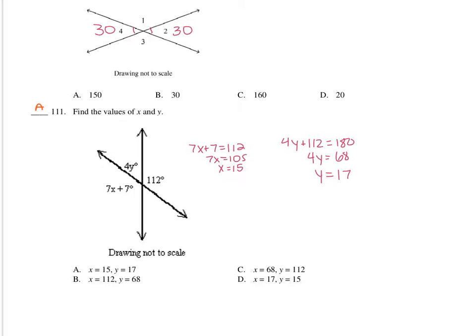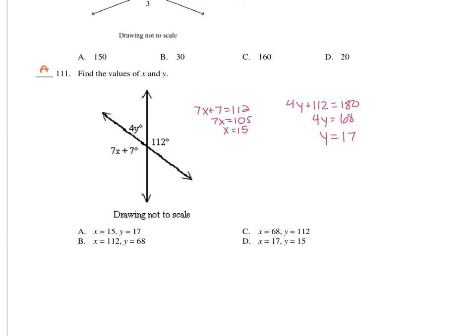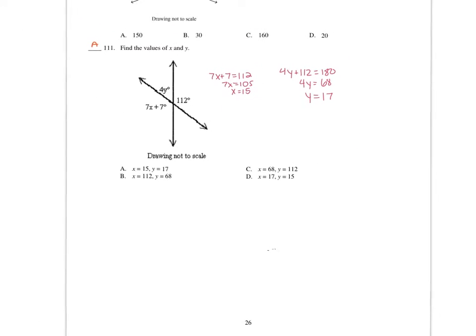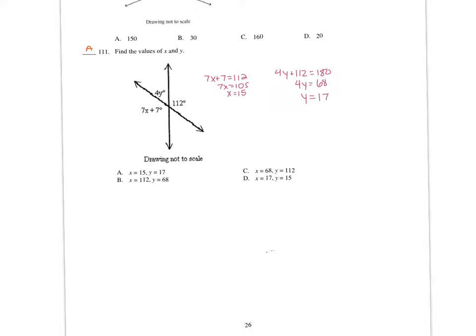And then 112 plus 4y equals 180. Those are a linear pair. And y is 17. Question on either of those?